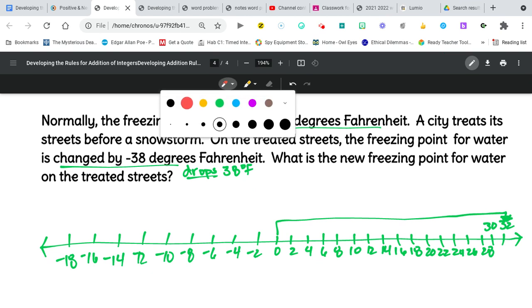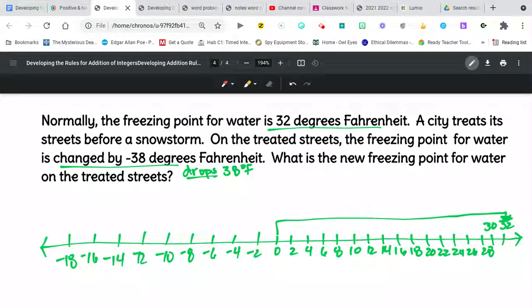So if it's changed by that 38 degrees, or a drop of 38, let's see what happens. So let's go a drop of 38, guys. So it's a drop of 2, 4, 6, 8, 10, 12, 14, 16, 18, 20, 22, 24, 26, 28, 30, 32. A drop of 32 we would expect will put us back at 0, but this is not a drop of 32. It is a drop of 38. So let's keep going. Drop of 32, 34, 36, 38.